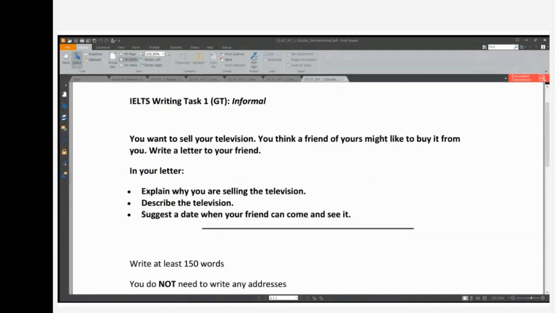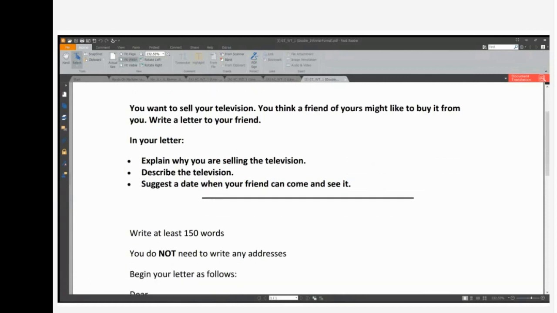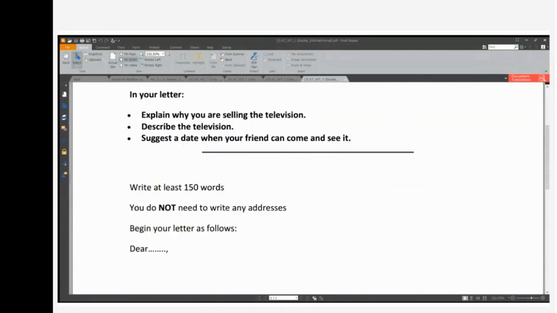To make that, we first need to plan our letter. We are not going to write any address or any date or any subject at the beginning of the letter. All we need to start with is just dear and the name of your friend. That's it.